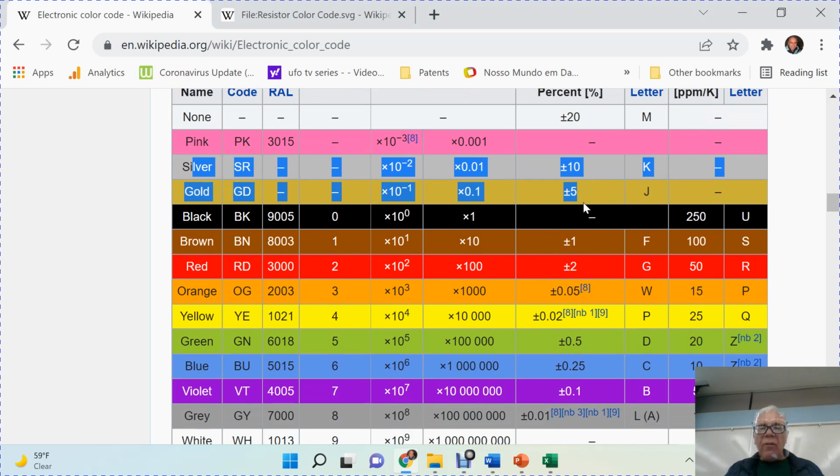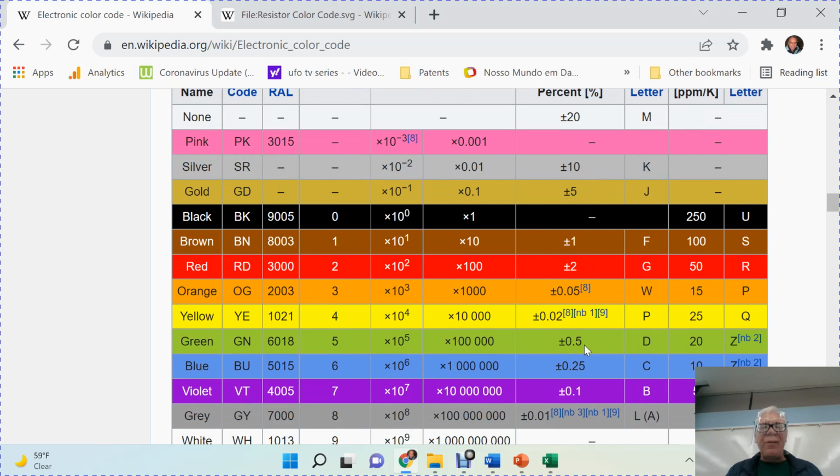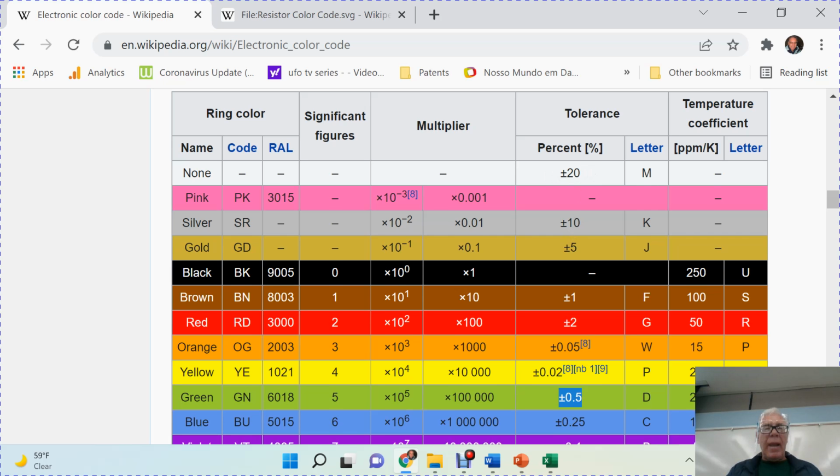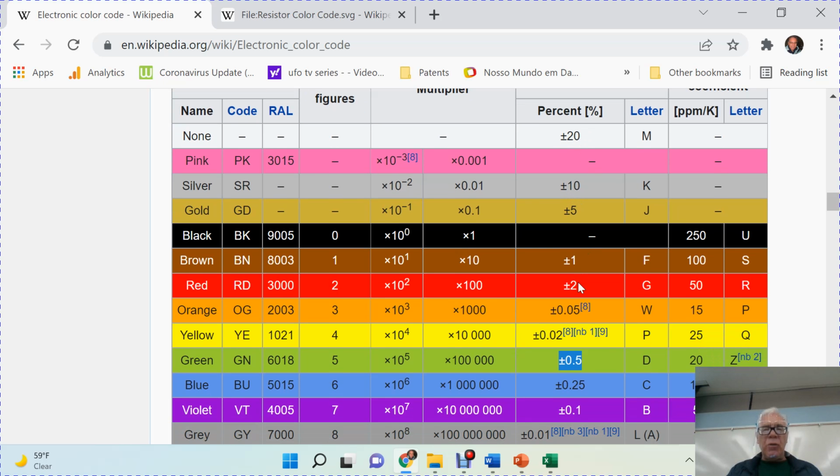Oh, I'm sorry. It's not 50%, it's 0.5%. Okay? So gold is 5%, silver is plus or minus 10%. If there is no color code for the tolerance, it's going to be 20%. And the others here go 1%, 2%, 0.05%, and so on.